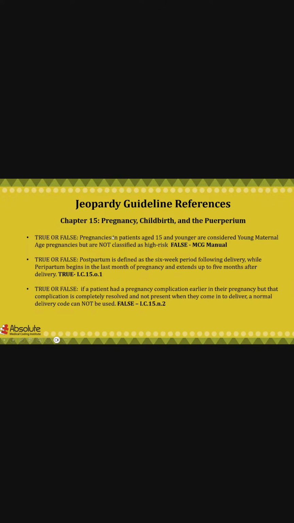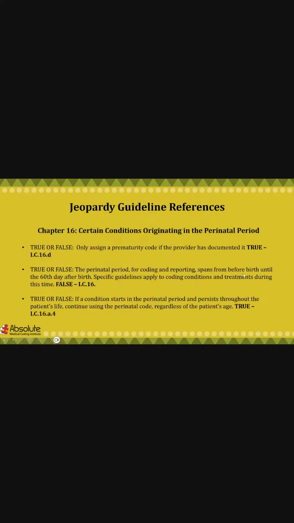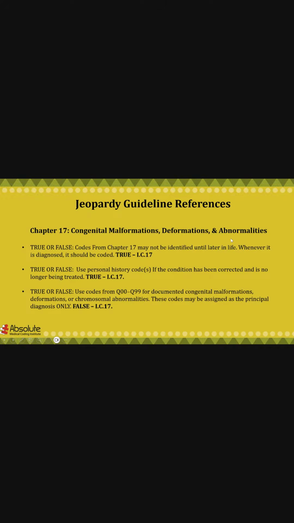So again, these are the questions, these are the answers, the specific guideline. Chapter 16, certain conditions originating in the perinatal period. Questions, answers, guidelines. And then last but not least, this is going to be our chapter 17, congenital malformations, deformations, and chromosomal abnormalities.